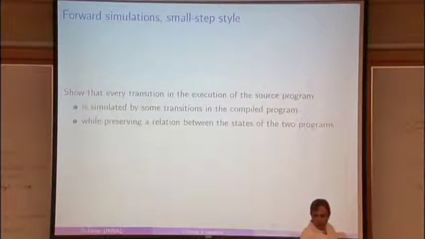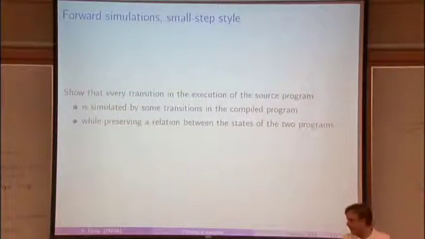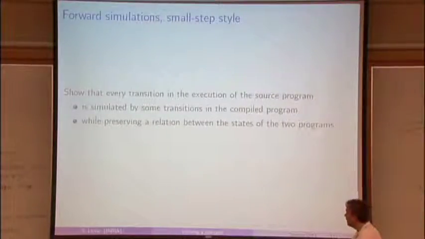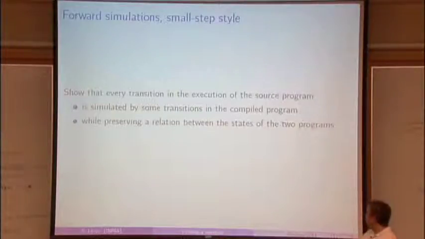Okay, so the idea is when you want to prove forward simulation results in small step style is basically to show that every transition, every reduction in the execution of the source program is simulated by some transitions in the compiled program while preserving some kind of relation or invariant that says, okay, the current state of the machine stays in sync with the term that we are reducing.